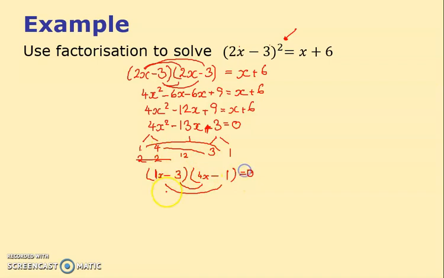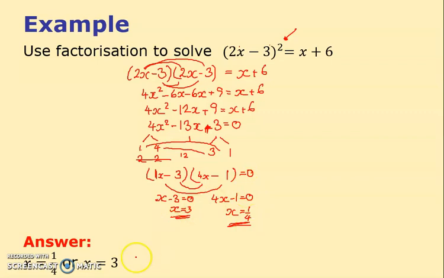Remember this equals 0. So therefore x minus 3 equals 0 is one solution. And you can just change the sign. You don't have to write the middle bit. Or 4x minus 1 is equal to 0. And again, if you ever get this, basically you change the sign on this and then divide by the front number. So x equals a quarter. And that's what I think the answers are. x is a quarter, x is 3. Good, we've got it right.